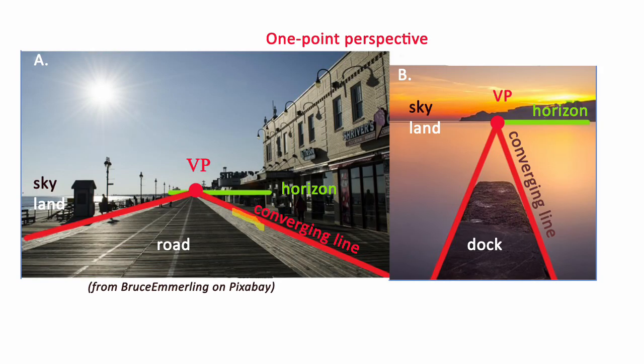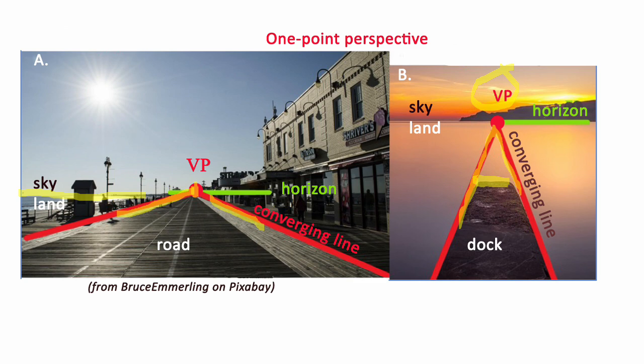If we follow the sides of this road, we will find that it converges toward a vanishing point. The road literally disappears or vanishes at that point. We can see that this is the horizon where sky and land meet. In the second picture, the dock converges toward the vanishing point, even though it doesn't reach that vanishing point. So these are examples of one-point perspective, since there's only one vanishing point in each picture.